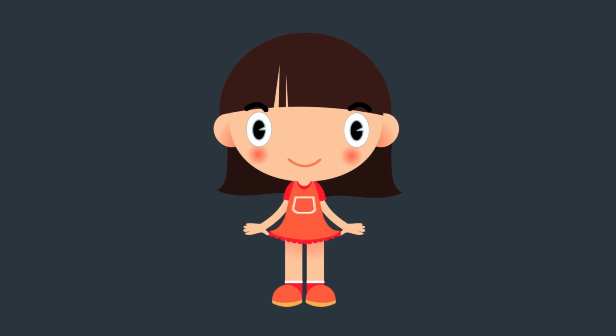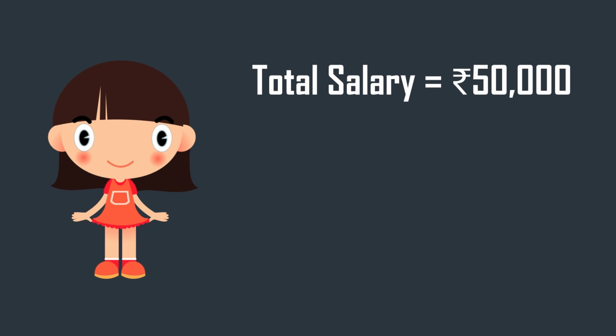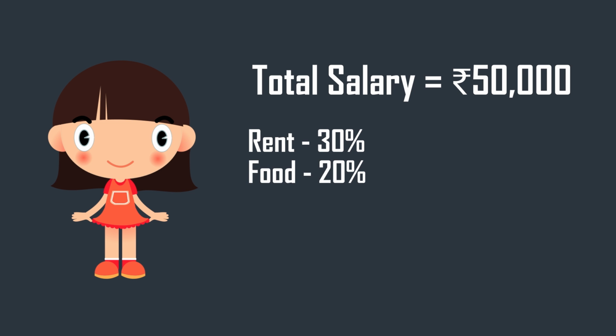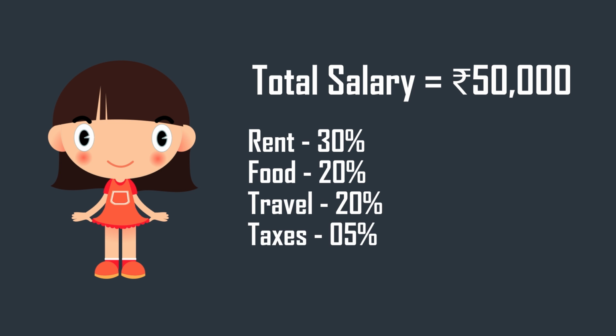Here's another problem to solve. My friend was looking at her expenses from her salary the other day. So her salary is 50,000 rupees, and she found out that she spent 30% of it on rent, and 20% on food, and another 20% on traveling, and 5% of it on taxes, and the rest of it she saves up. Can you find out how much amount she's able to save? Well, now we don't know the exact percent that she can save, but we do know many other things and we can figure it out from these other things.